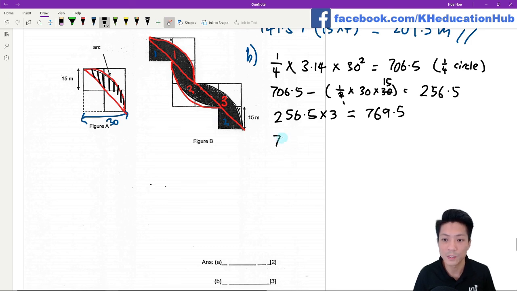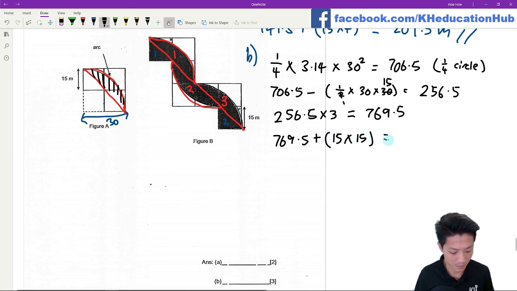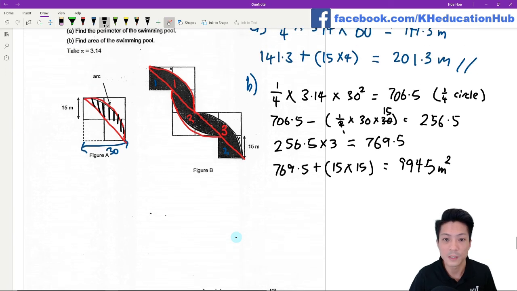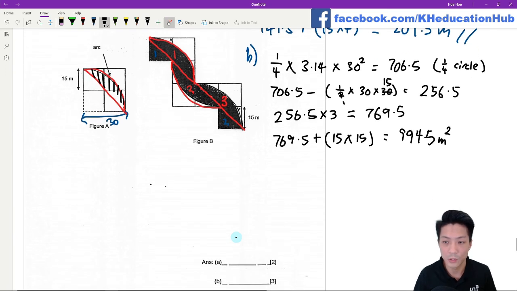Okay, so now I'm left with the small square, which is 769.5 plus 15 times 15, which is 994.5. Okay, so this is the answer for part B, $994.5.